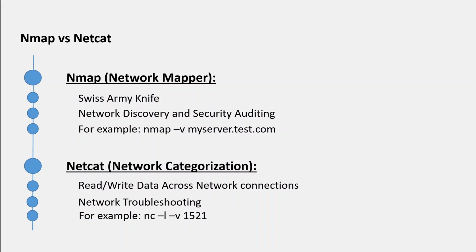Netcat, with its ability to read and write data across network connections, is a powerful tool for network troubleshooting and exploration. It can also be used to check if a service is up and running, debug network connections, and even set up simple network services.